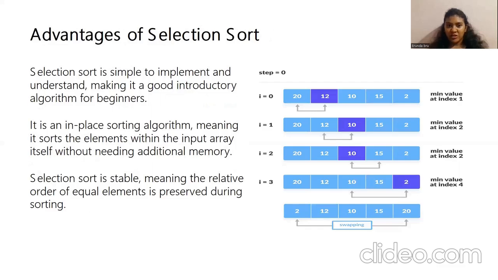Advantages of selection sort. Selection sort is simple to implement and understand, making it a good introductory algorithm for beginners. It is an in-place sorting algorithm, meaning it sorts the elements within the input array itself without needing additional memory. Selection sort is stable, meaning the relative order of equal elements is preserved during the sorting.